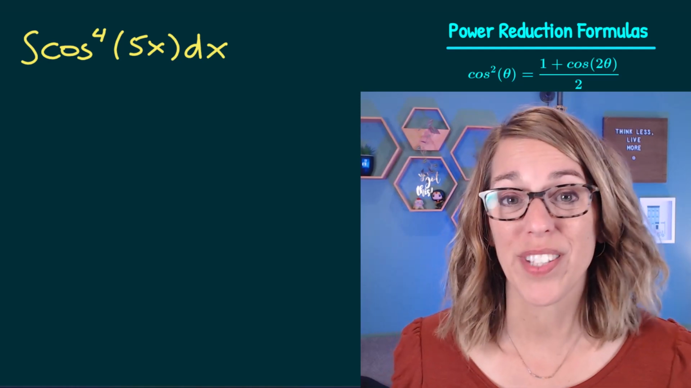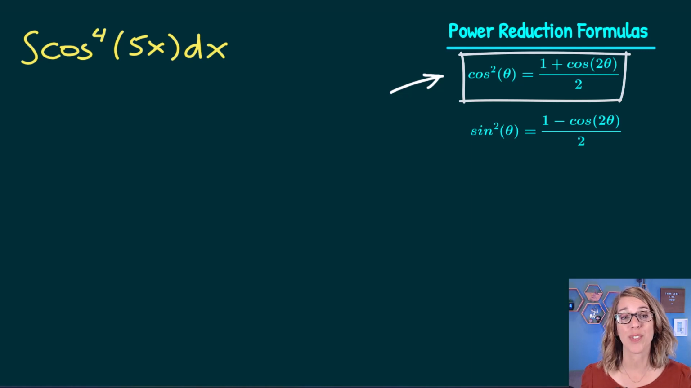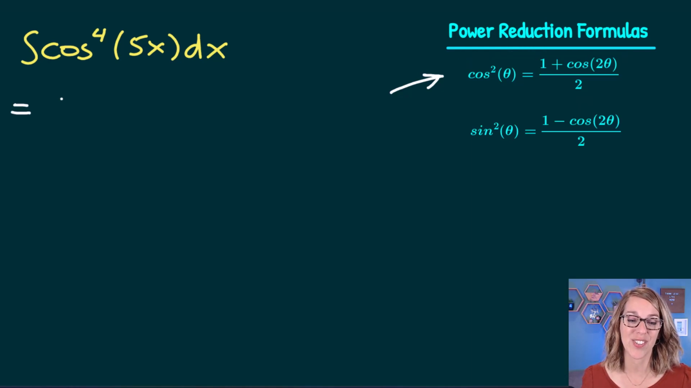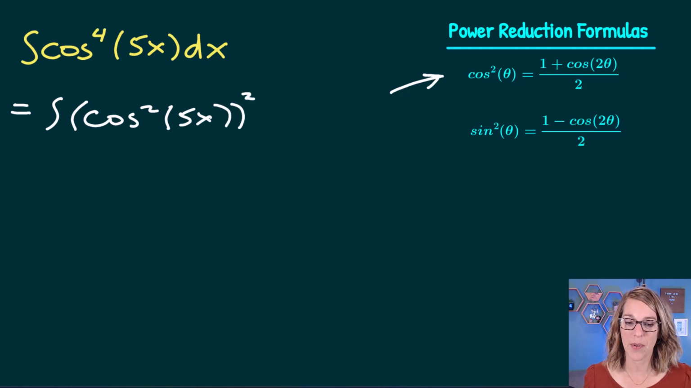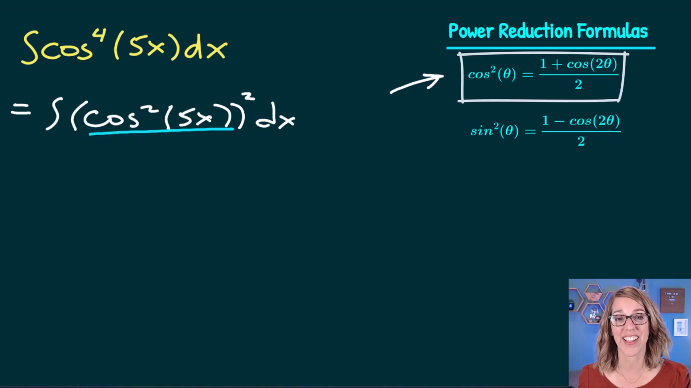Let's integrate cosine to the fourth. Now we're going to use one of our power reduction formulas. We're going to use cosine squared, but right now we've got cosine to the fourth. So the very first thing I'm going to do is change this into a power of 2 all to the second power. So we're going to rewrite this as cosine squared 5x all to the second power, and then a dx. Now I can apply my formula for the power reduction of cosine inside of the parentheses.